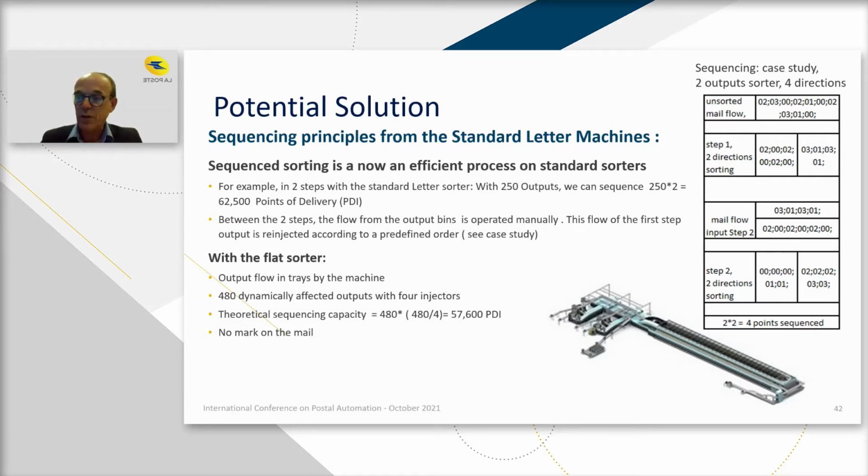In this machine, we are not able to control the output. I mean that there is an automatic assignation of the output by the machine, and the output is in a tray. It is not in a bin like in a standard letter machine. And the other specificity is that we have no mark for flat. We have no mark on the pieces of mail, whereas in a standard letter we have a mark which helps us to recover information from the previous steps. So how did we do that?